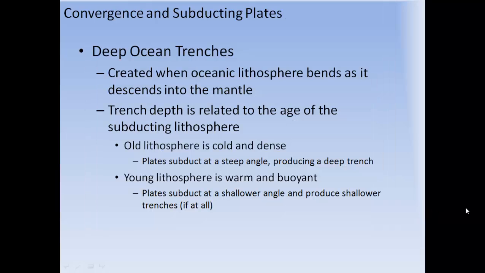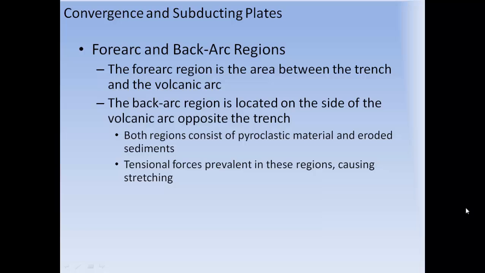Deep ocean trenches are created when oceanic lithosphere bends as it descends into the mantle. The trench depth is related to the age of the subducting lithosphere. Old lithosphere is cold and dense. The plates subduct at a steep angle, producing a deep trench. Young lithosphere is warm and buoyant. The plates subduct at a shallower angle and produce shallower trenches, if any trench at all.